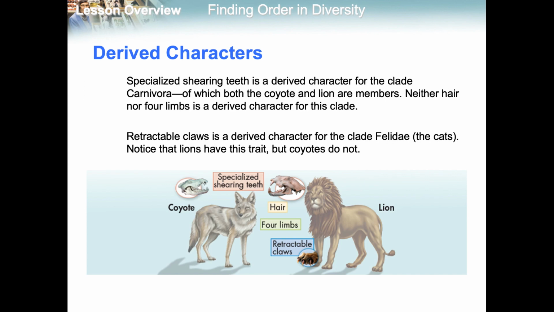Specialized shearing teeth is a derived characteristic for the clade Carnivora, which means that they are able to rip apart meat. So both coyotes and lions are members of that. Neither hair nor 4 limbs is a derived character for this clade. Retractable claws are what differentiate Felidae, the cats, from the coyotes. So cats can scratch you because they can retract those claws or make them come out.